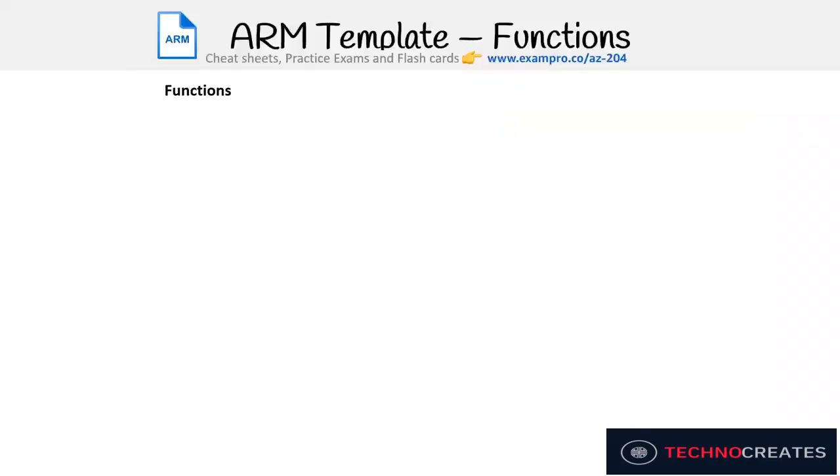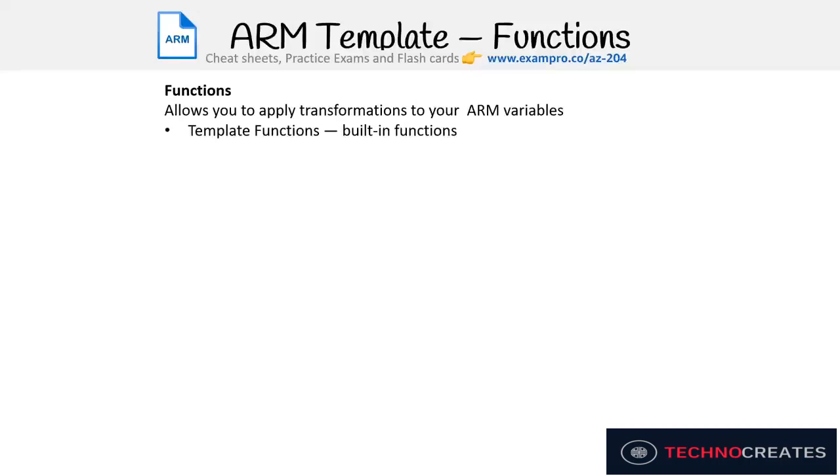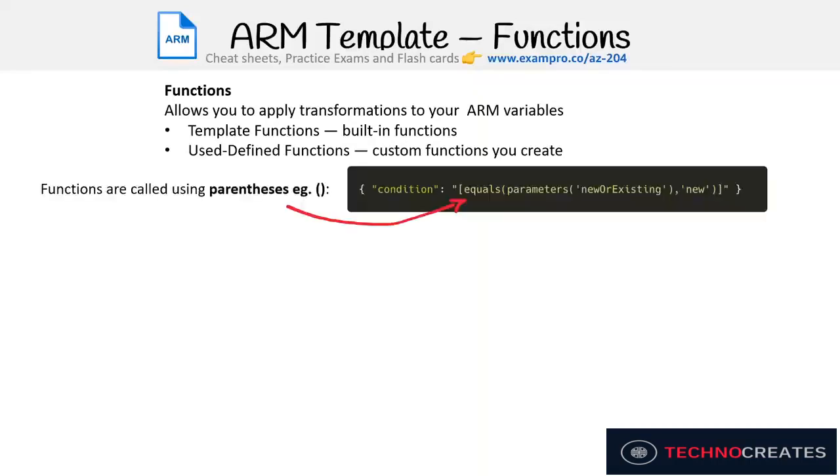So let's take a look here at functions for ARM templates, and these allow you to apply transformations to your ARM variables, and they come in 2 flavors. We have template functions, which are built-in functions, and then user-defined functions, which are custom functions that we're creating to allow whatever other kind of functionality that we want. The way functions work is you give the function name, so here it's called equals, and then you have parentheses and you pass in what you want to transform. So if you see parentheses, that's how you know that is a function. So let's talk about some of the built-in functions.